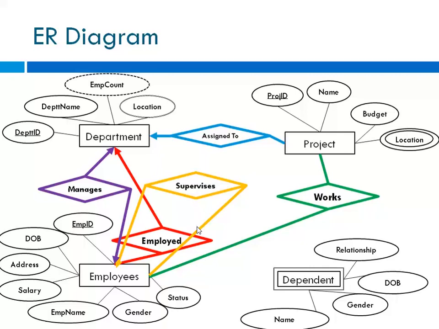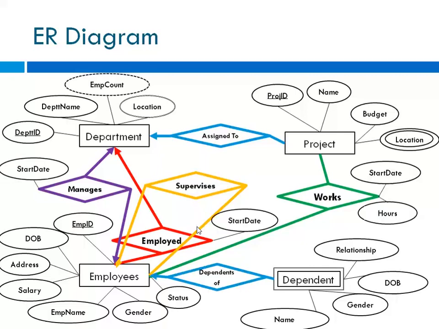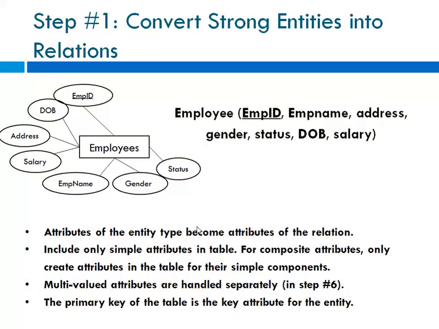with the pointer lines. The connector lines are the pointed ones, and these are the attribute relationships. Manages relationship has start date, employed relationship has a start date, then works relationship has start date and hours. Now this is the ER diagram that we will use for understanding how an ER diagram is converted into a relational database. So let us begin with the first step.